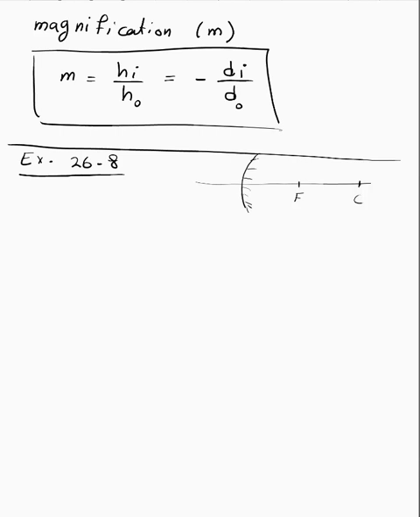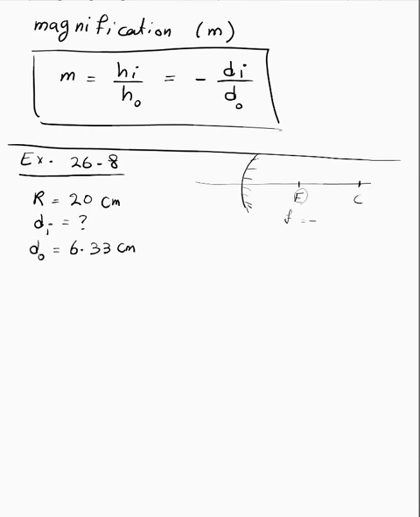So just right away, I can say that because the focal point is behind the mirror, F should be negative, right? So this is what we talked about. Okay, so the radius is given to be 20 centimeters. Find the image distance for this mirror when the object distance is 6.33 centimeters.